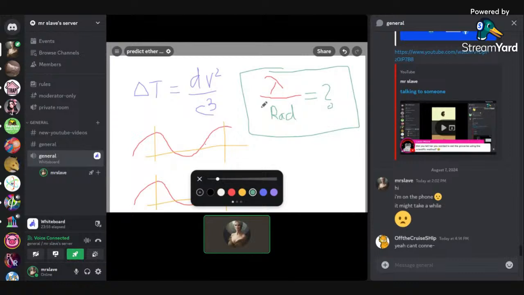Okay. So what we need to do. So how many lambdas? How many wavelengths?